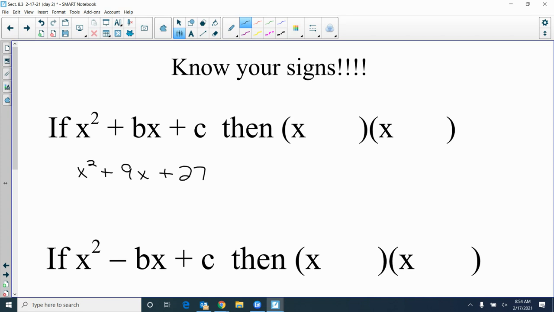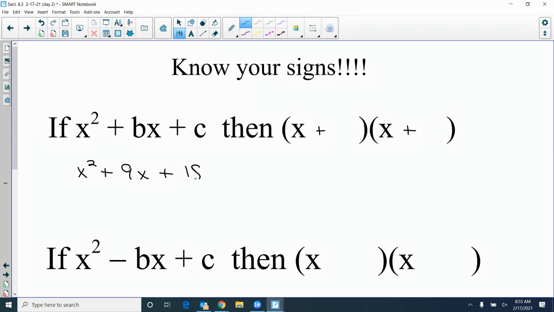Then, these both need to be pluses. And I'm looking for two numbers that multiply to get 27 and add to get 9. So think about that. What would the numbers be that multiply to get 27 and add to get 9? 3 and, oh wait, I screwed this one up. Yeah, I screwed this one up. So make this, hold on.